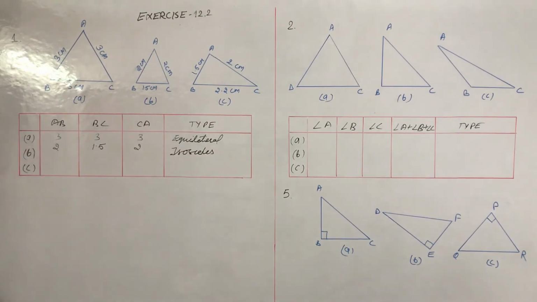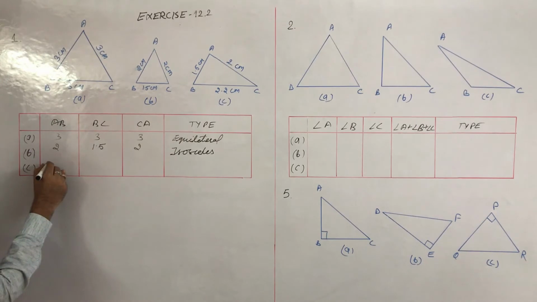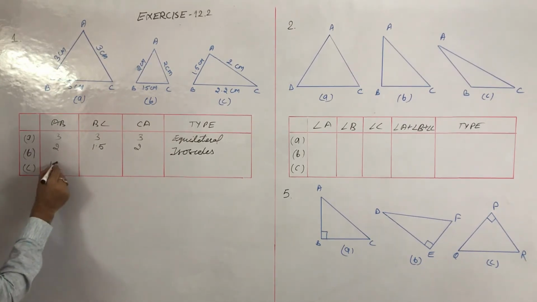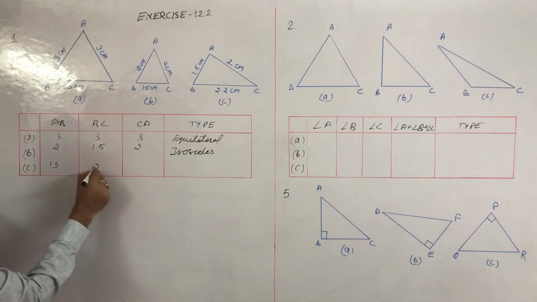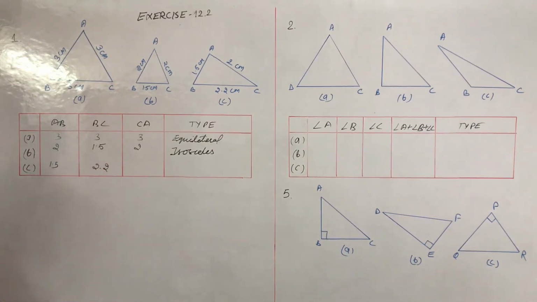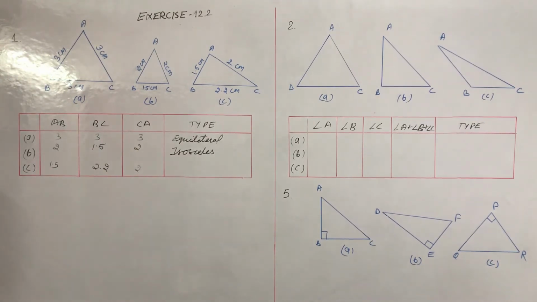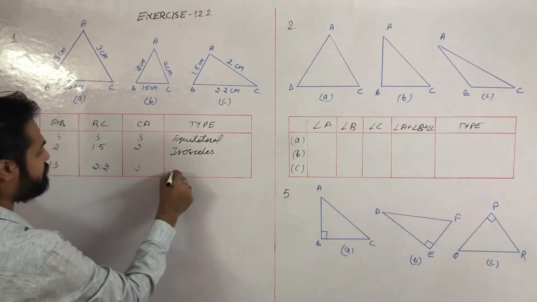Third, part C, all three lengths 1.5, 2.2 and 2 cm, all three lengths are unequal. So this is a scalene triangle. Length of AB 1.5 cm, length of BC is 2.2 cm, and length of CA is 2 cm, and type a scalene triangle.